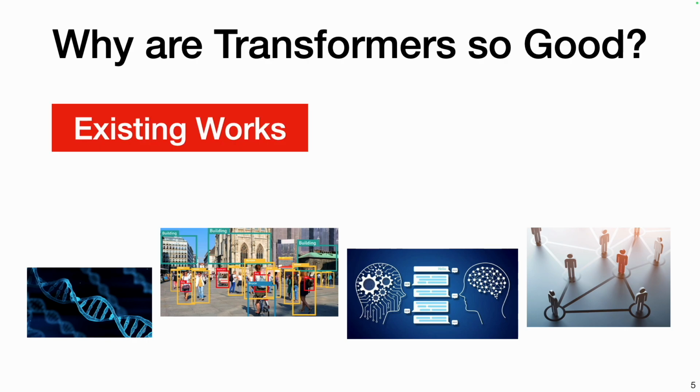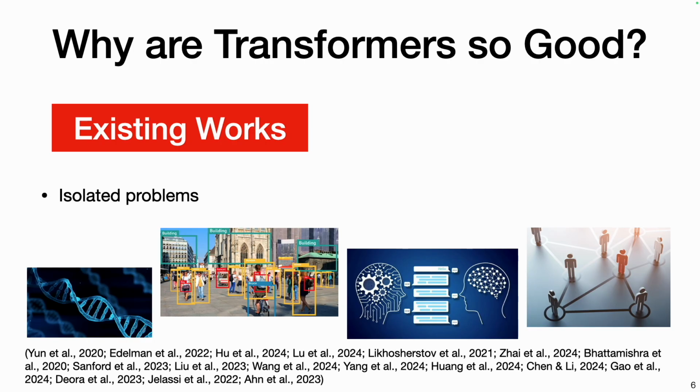Actually, people have worked on similar questions. They theoretically and mathematically focused on the transformers' representation capabilities and training dynamics. For example, they showed that transformers are Turing complete, or that transformers can represent some image classification tasks and gradient descent on that task converges to zero error. However, they focus on isolated problems.